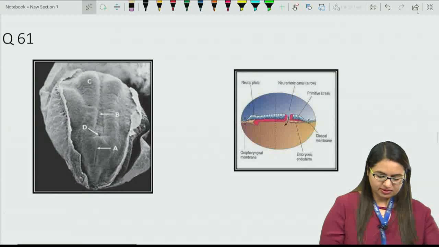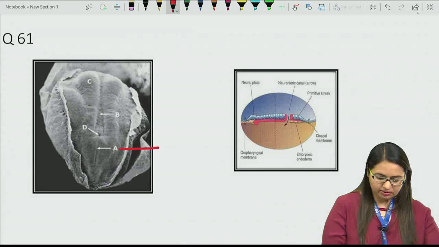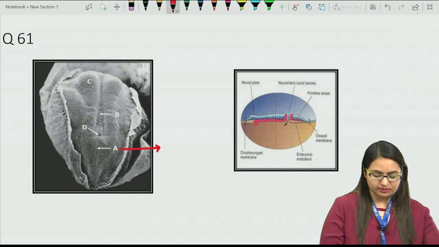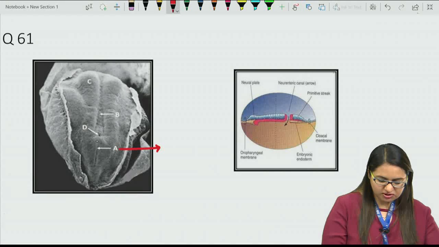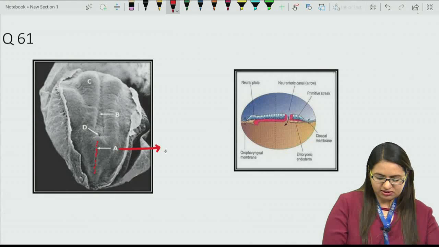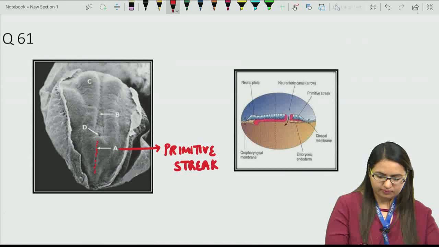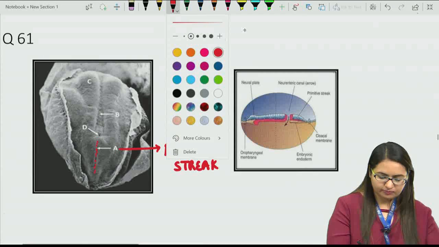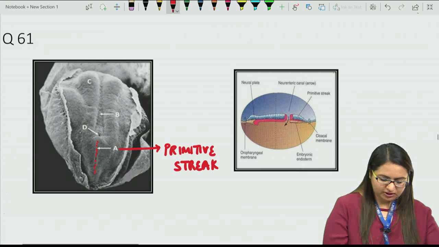Now this structure is the embryo, and in this the A structure which has been shown over here is the primitive streak. The groove which is present over here is the primitive groove, and this whole structure is the primitive streak. The D structure which is shown over here is the primitive node or the primitive pit.